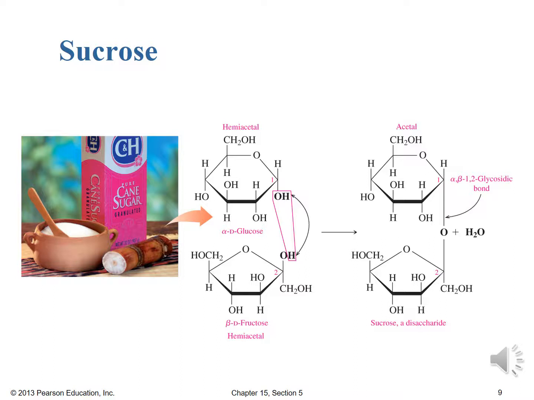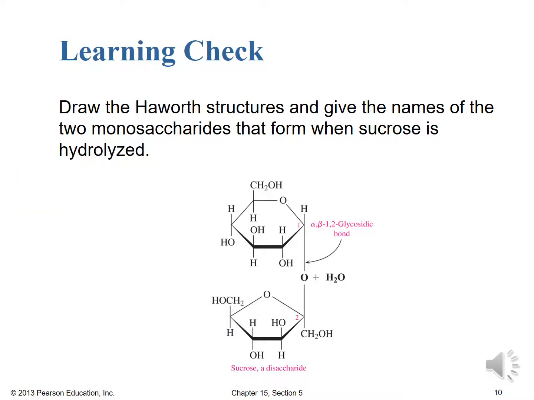But again, it does tend to give a nice sweet flavor to foods and drinks, and that's why we tend to really love our good old cane sugar, which is sucrose. Why don't we pause here for a learning check? In this learning check, you're asked to draw the Haworth structures and give the names of the two monosaccharides that form when sucrose is hydrolyzed.